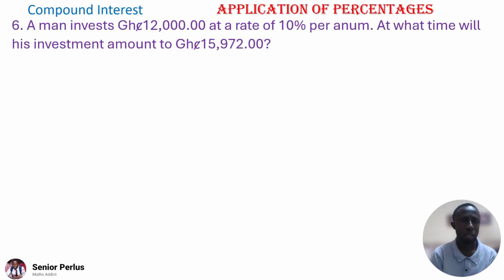A man invested 12,000 Ghana cedi at a rate of 10% per annum. At what time would his investment amount to 15,972 Ghana cedi? Solution. So here you were given the principal which was invested, then the rate 10%, but we don't know the time, but this is the amount. So they are asking us to find the time.